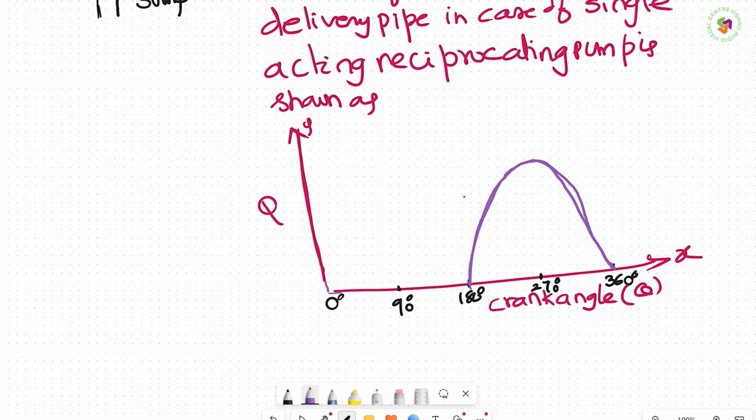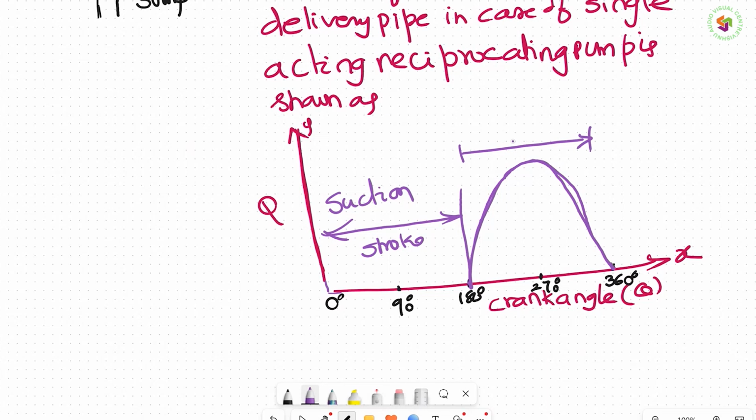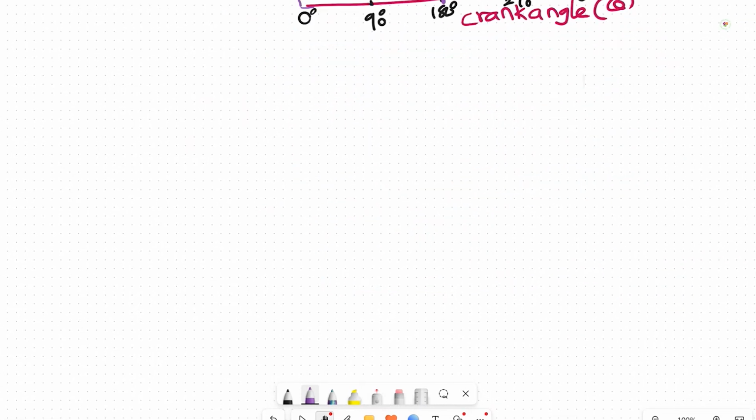Whereas during this stroke, it is only the suction stroke, only sucking the water. And this is the delivery stroke. So during the delivery stroke only, the liquid is being delivered. This is fundamentally the single acting reciprocating pump.